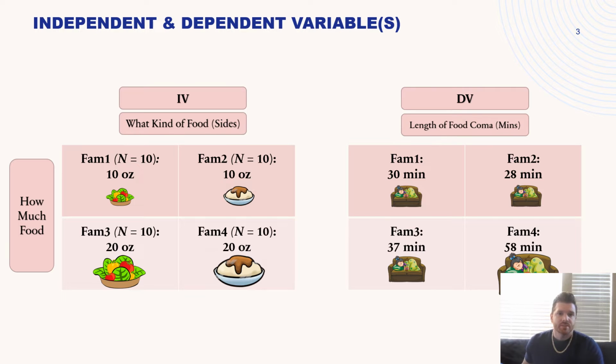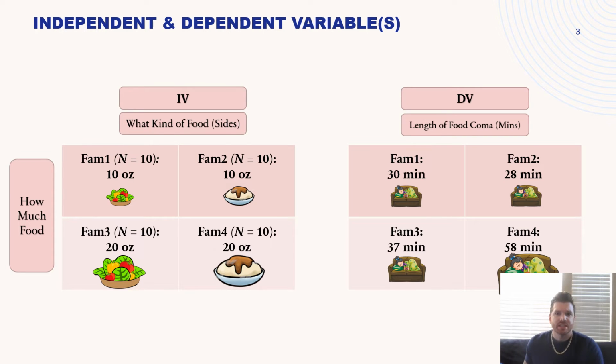Family group 2 of 10 people also ate 10 ounces of sides, but they had some of that mashed potatoes and gravy. Family group 3 of 10 people had 20 ounces, but they still stuck with the salad. Family group 4 of 10 people also had 20 ounces, but they found the biggest bowl they could find of mashed potatoes and gravy.